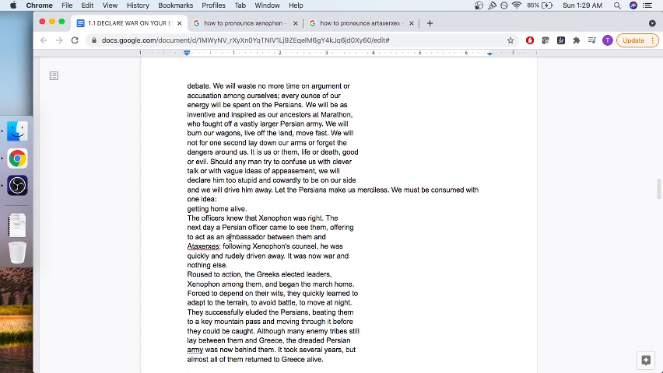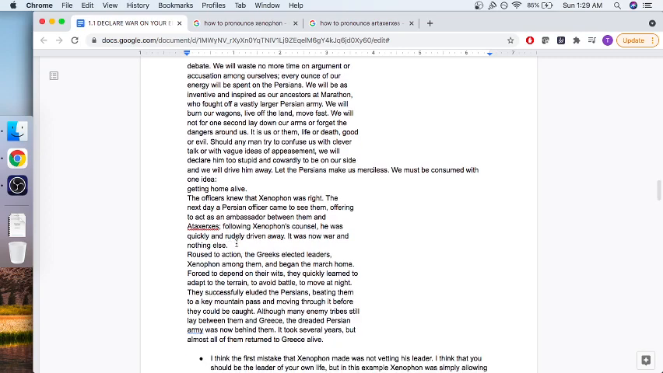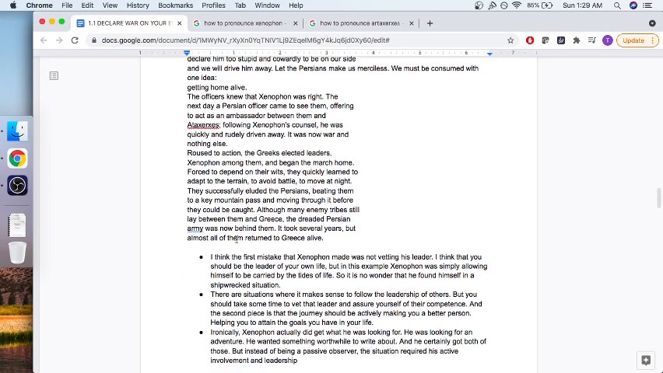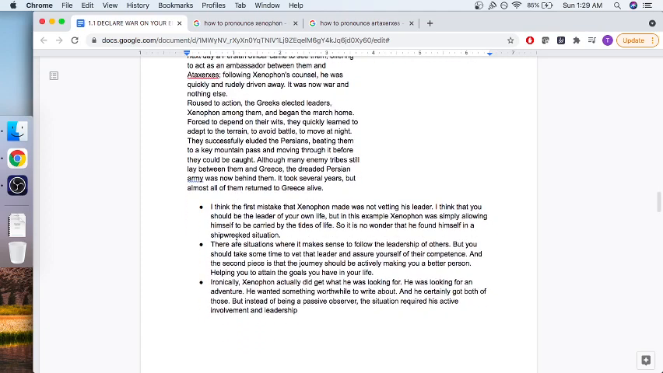The next day, a Persian officer came to see them, offering to act as an ambassador between them and Artaxerxes. Following Xenophon's counsel, he was quickly and rudely driven away. It was now war and nothing else. Roused to action, the Greeks elected leaders. Xenophon was among them, and began to march home.